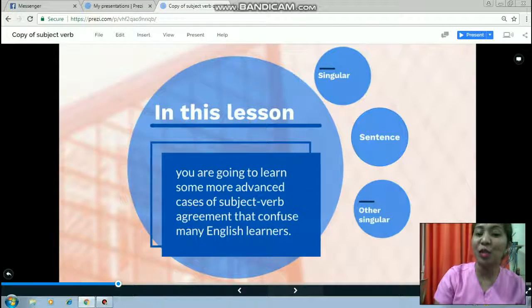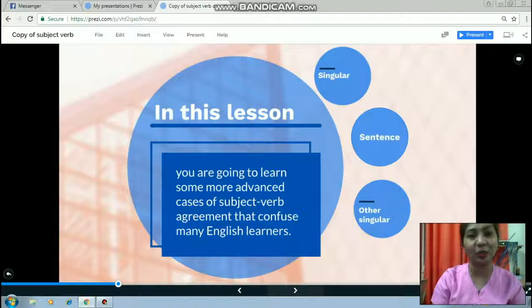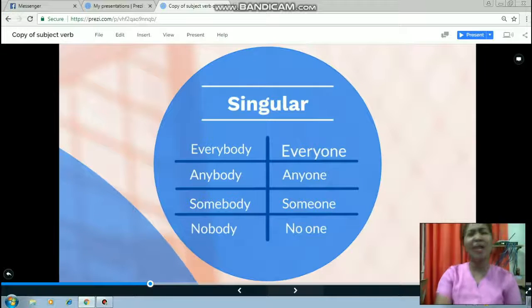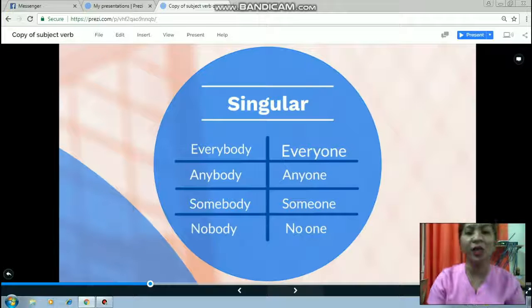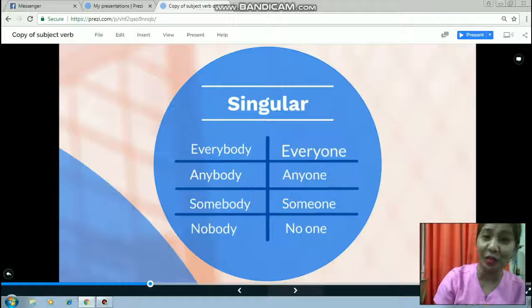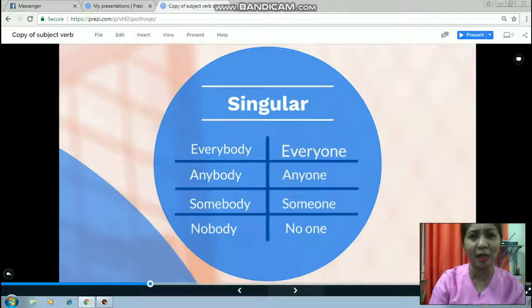In this lesson, you are going to learn some more advanced cases of subject-verb agreement that confuse many English learners. Now, I have given you here some examples of singular indefinite pronouns. Okay? In the first column, we have everybody, anybody, somebody, and nobody. In the next column, we have everyone, anyone, someone, and no one. These are all examples of indefinite pronouns which we usually use in our sentences as our subjects.